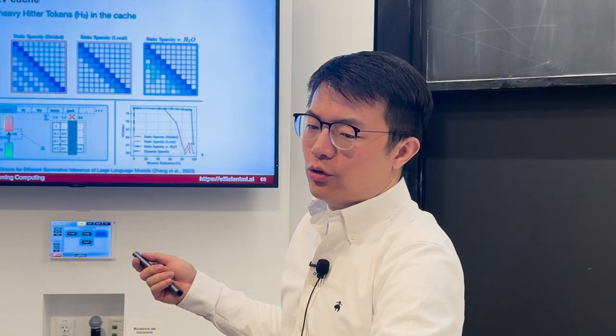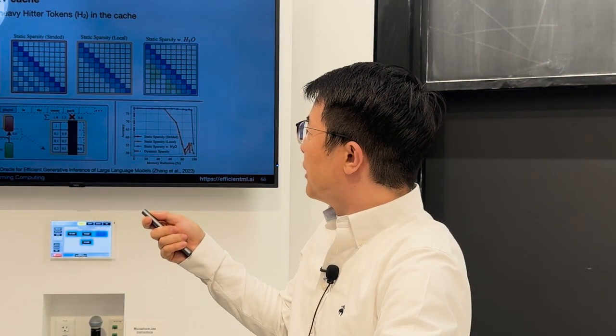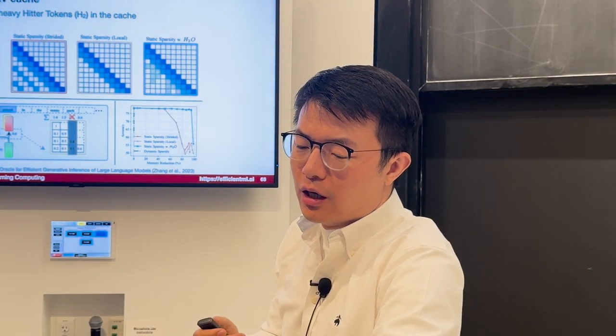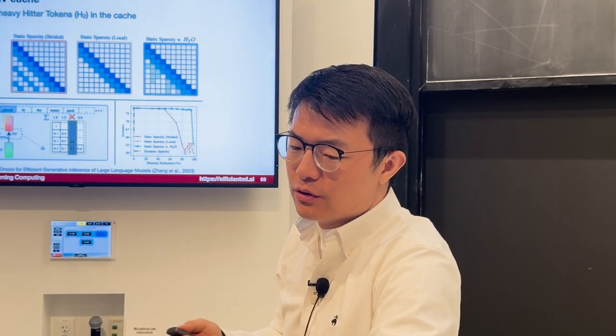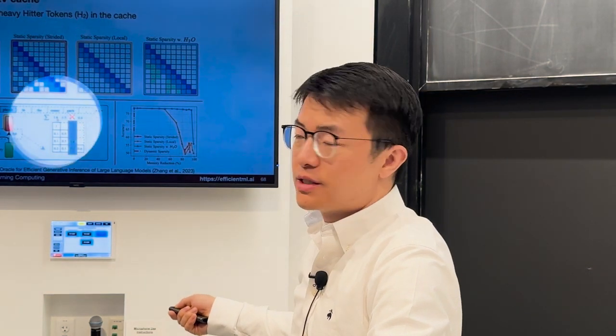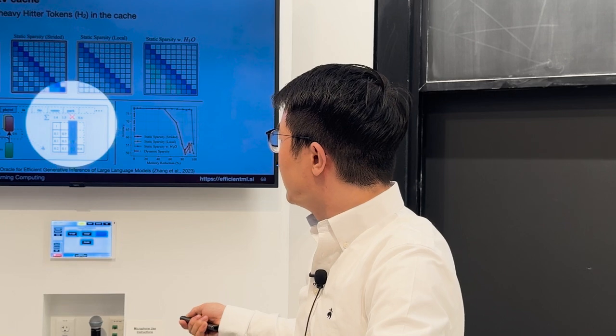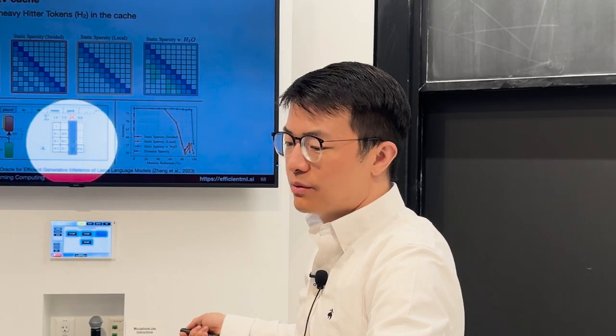Following this work, the H2O paper finds it's possible to prune tokens in the KV cache, which is very similar to the Spartan work. It also looks at the attention map. Now the difference is that it's causal. So we just look at the cumulative attention score. If a certain token has a very small cumulative attention score, it's going to be pruned away.